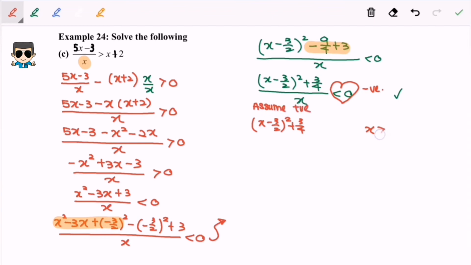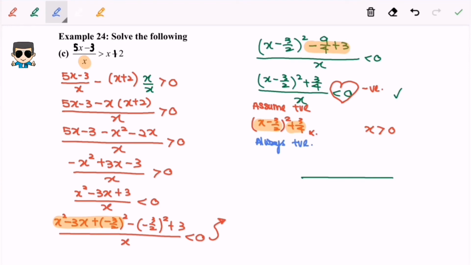So we will have greater than 0, but not for this part because it is always positive. So based on logical thinking, (x minus 3 over 2) squared will be a positive value, plus another positive value. So it will produce an always positive situation.